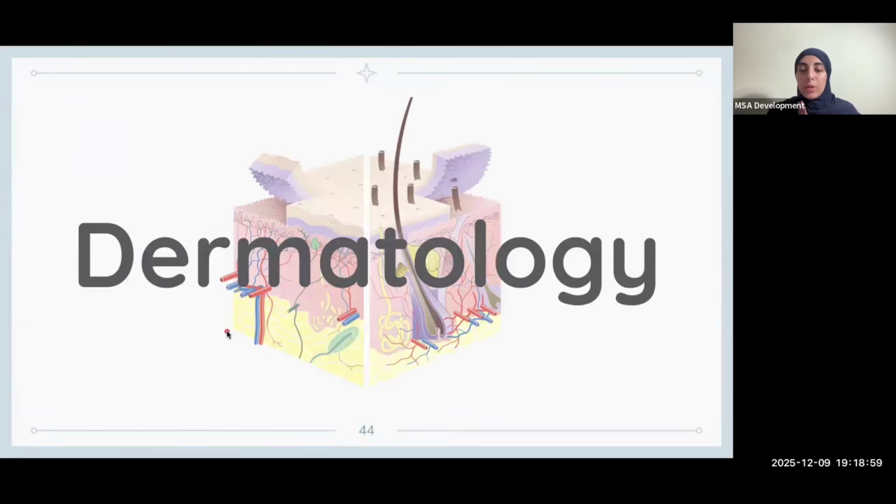And with this, we are done with the musculoskeletal part. Now we will go into the dermatology part. Just a second. Okay. So for dermatology, we're going to cover the bacterial, the viral, the fungal, and the parasitic.